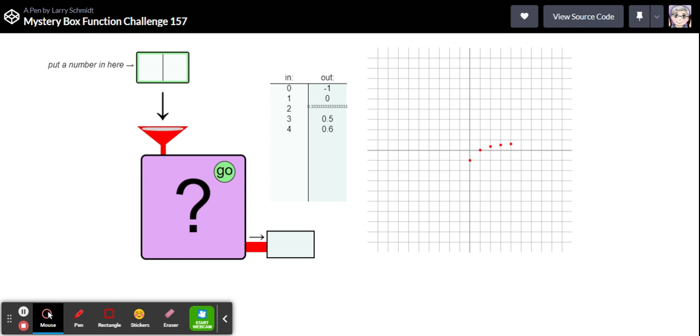Let's try some other values. I'm going to put in a -1. Oh, okay. So at -1, I get negative infinity. So maybe this is a rational function. This is making me think that it probably is. I want to try some values between 0 and -1. So I'm going to put in -1/2. And how about -3/4?